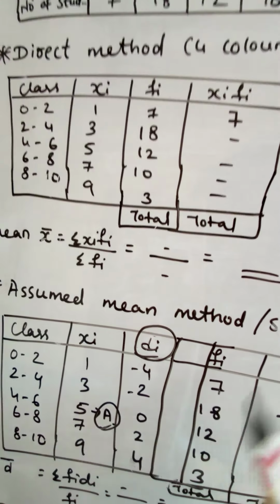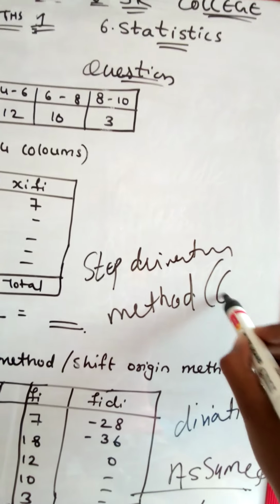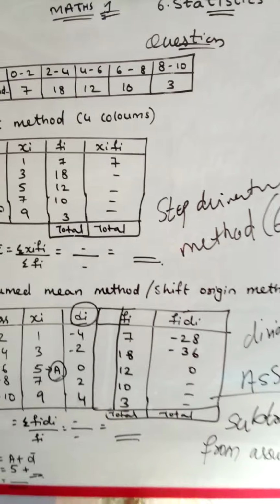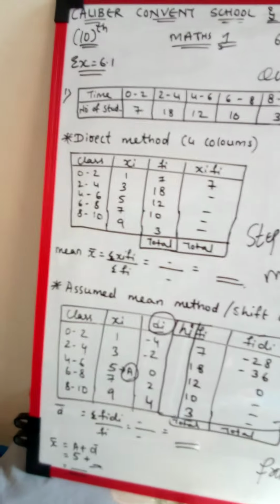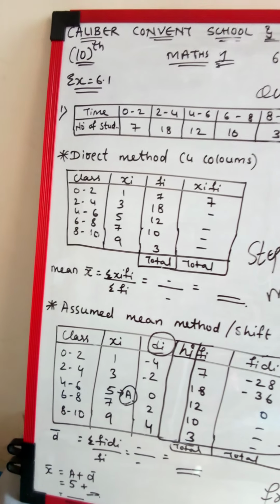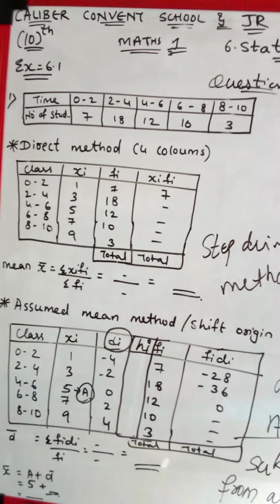Okay, in which method, student? Step deviation method. How many columns will you make? You will make 6 columns. Okay, how many columns, students? 6 columns. It is called as hi. What is it called, students? It is called as hi. Now how will you solve this hi? Anybody? Okay, I will show you how to solve this.